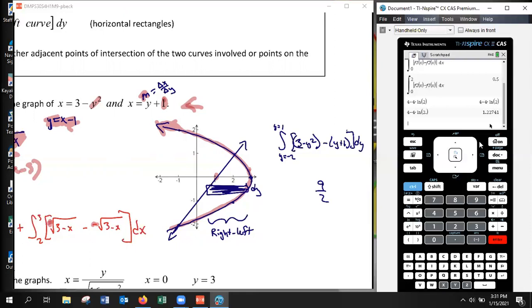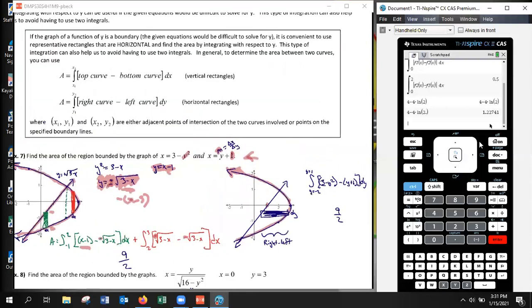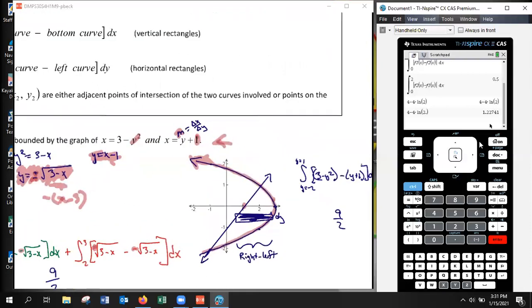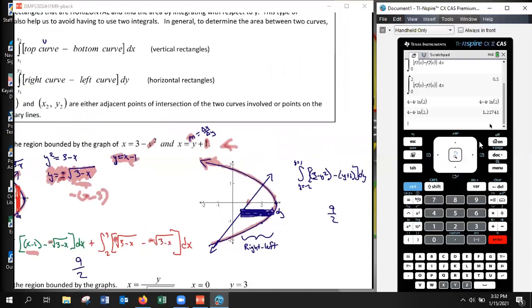So if we do this horizontally, one of the things that we need to consider is what's our representative rectangle? That representative rectangle is a horizontal rectangle. So if we think upper minus lower, which is what I have here, upper for x is actually in the right direction. So this is my upper, because those are my positive x values. My lower is to the left.